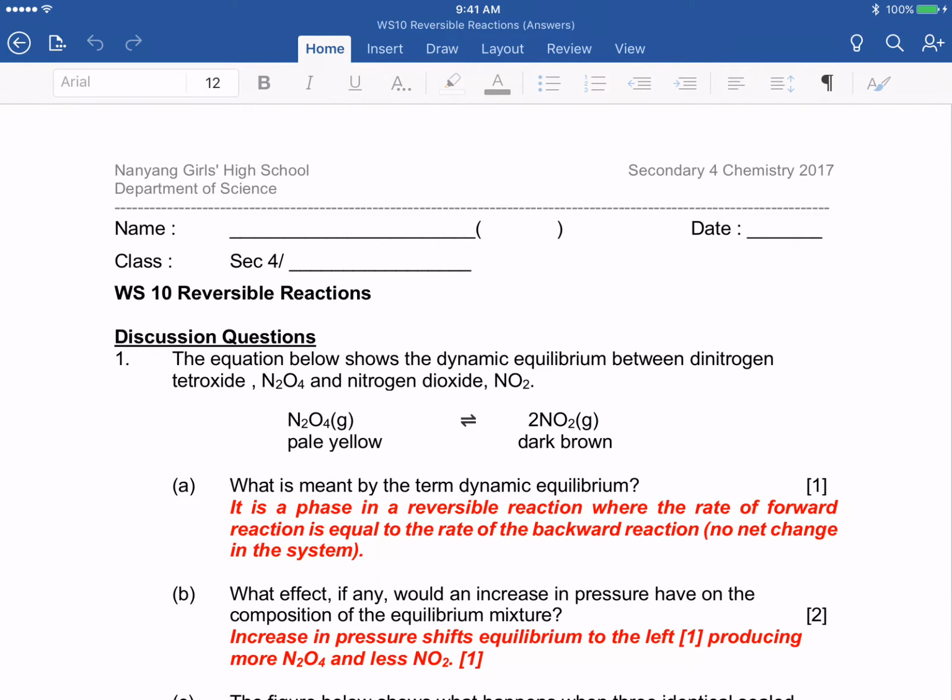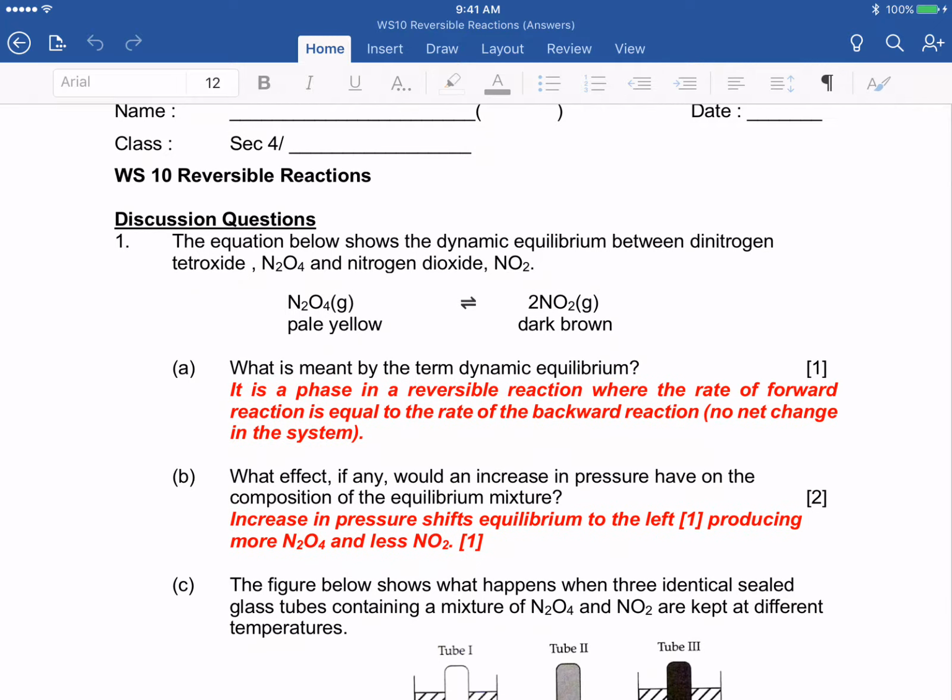Okay, so this is the screencast for worksheet 10. Let's go through the discussion questions first. So first off, we have the reaction between N2O4 and NO2. One is pure yellow and one is dark brown. We have also done this experiment in the practical.